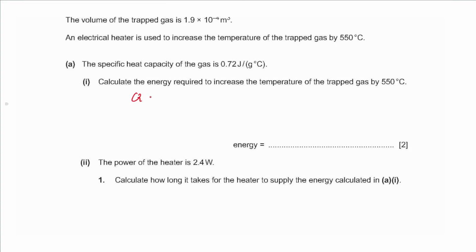We can use Q is equal to mc delta theta, and the mass was 0.23 in grams, but since the specific heat capacity is also in grams, we do not need to convert it. So multiplied by 0.72 and then by the change in temperature 550, that gives an answer of 91.08. We can approximate that to 91 joules.